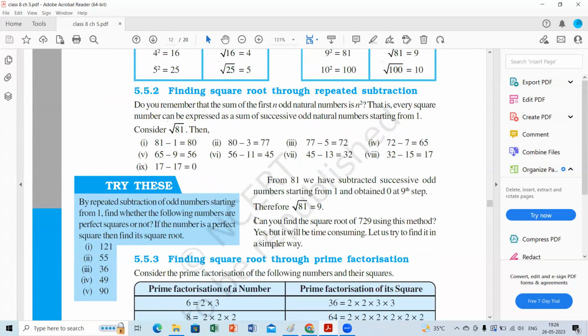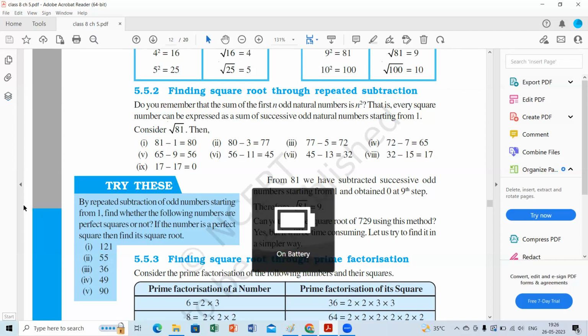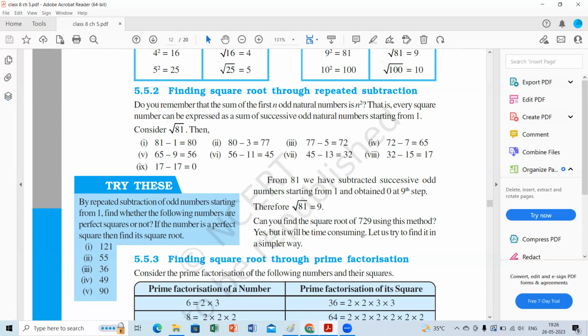Find the square root through repeated subtraction. This is one more important thing, children. Already we did repeated subtraction. Where did we do it? In squares, right? Finding a square number using repeated subtraction. Same way, we can find the square root of a number by repeated subtraction.